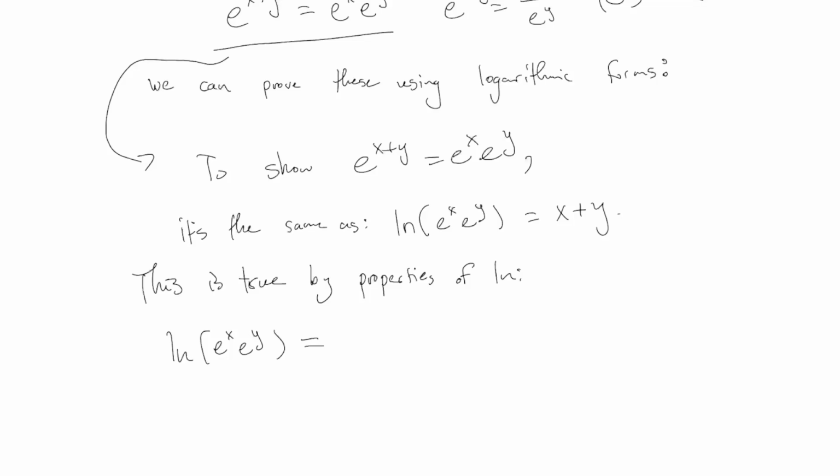Yeah? Yeah, right. This is the property of the log about log of AB is log of A plus log of B. We've talked about that several times. And then what is ln of e^x? Well, those are inverses, and so that answer is just x. And what is ln of e^y? Those are inverses, and so the answer is just y. And that's what we wanted to show.